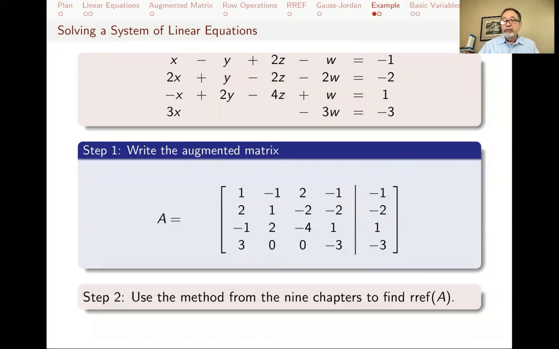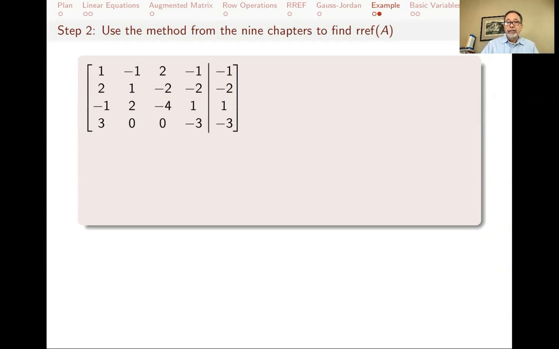Step 2 is to use the method from the 9 chapters, Gauss-Jordan Elimination, to find the reduced row echelon form of A. Here's my matrix. The first thing I do is I look at the first column that has some non-zeros in it, and that's actually the first column. The top element is 1. So that's my pivot. As soon as I have that leading 1, I know I've got a pivot. I use that to make everything else in its column 0.